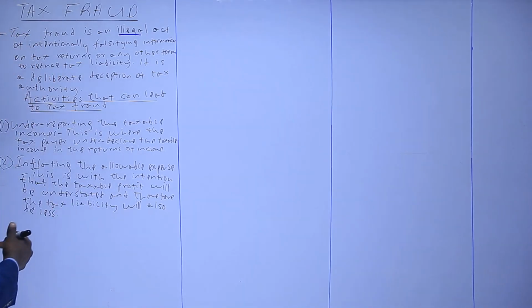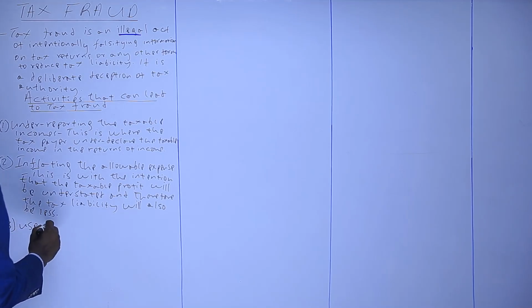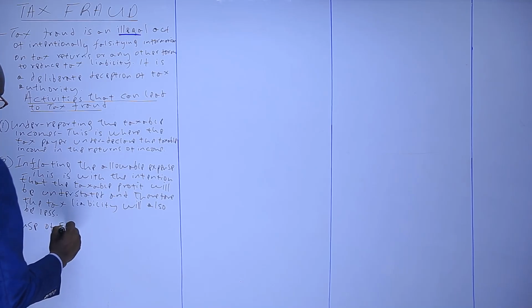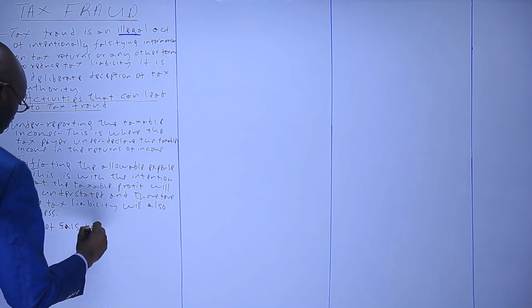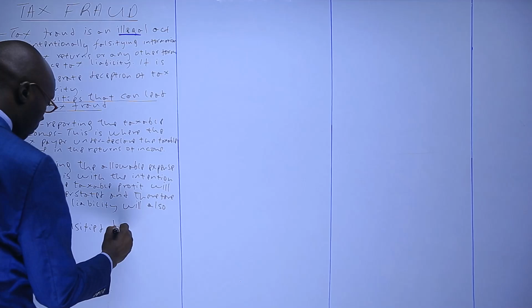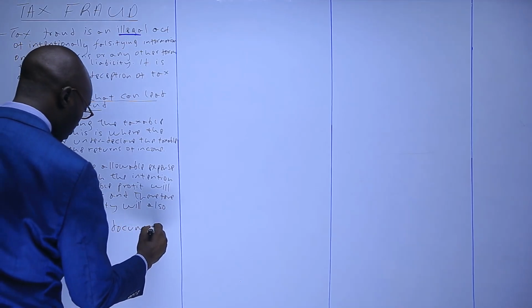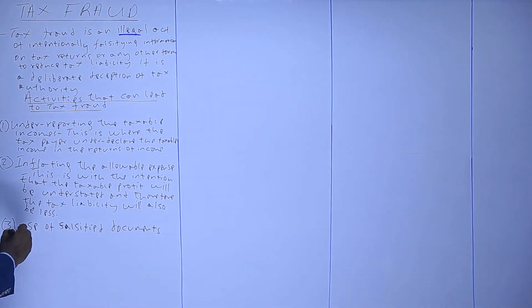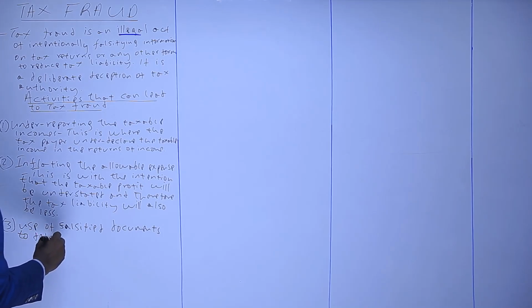We look at another one, which is the use of falsified documents to determine the taxable income.